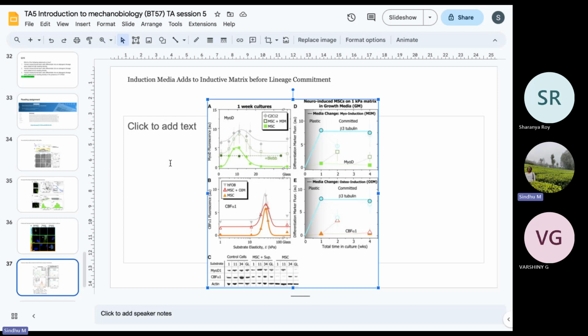And similarly, B is the same experiment, but instead of muscle cells, they have done it for the osteoblast cell. Here we can see that the peak is in the stiffer range, around 50 kilopascal. But for the muscles, the peak is around 10 kilopascal, because that is the stiffness at which the cells become muscle cells. And these are with fluorescent intensities or immunostaining. The same thing they have confirmed with Western blotting as well.